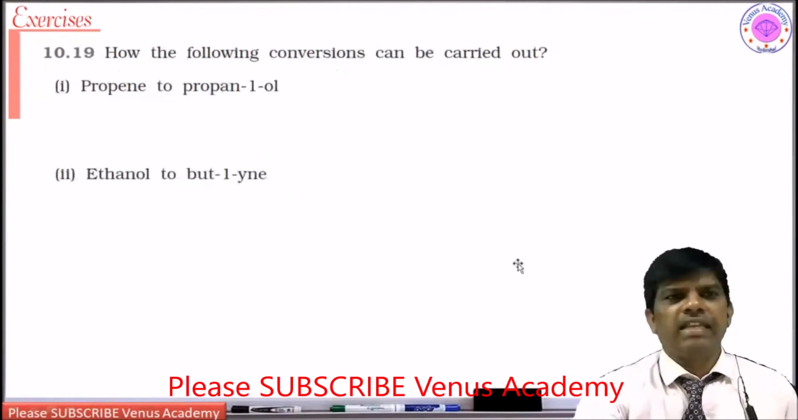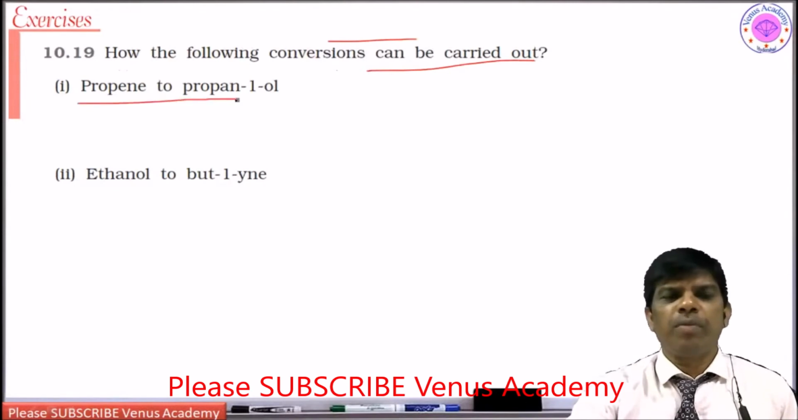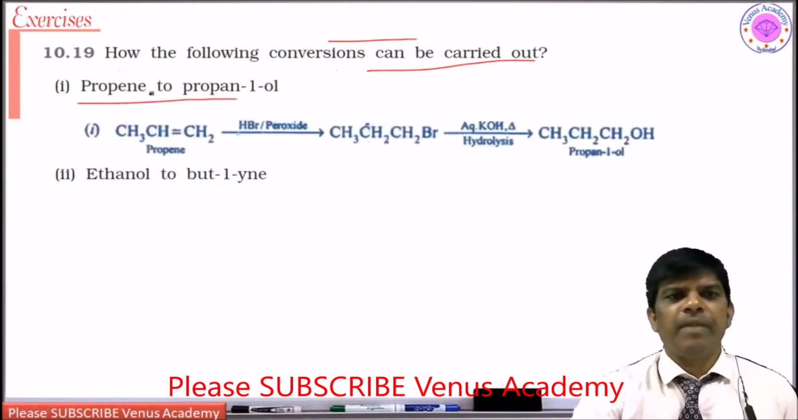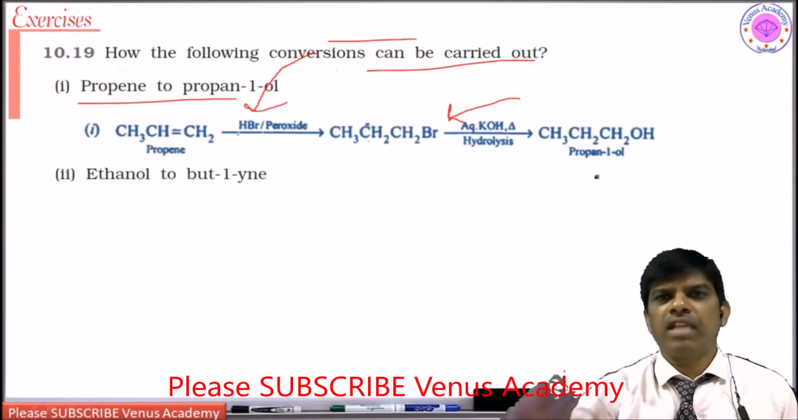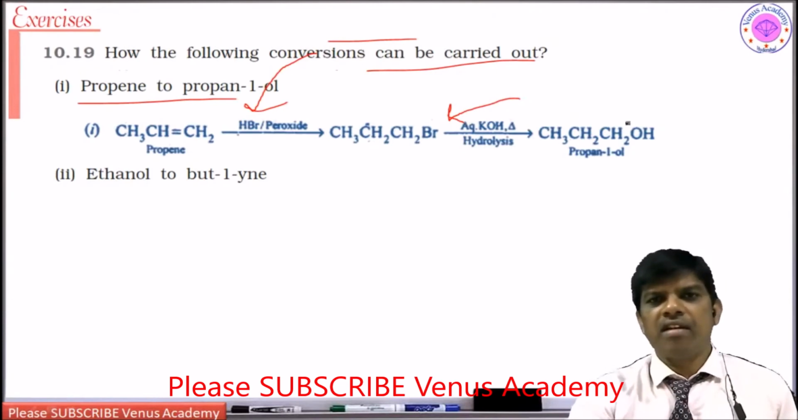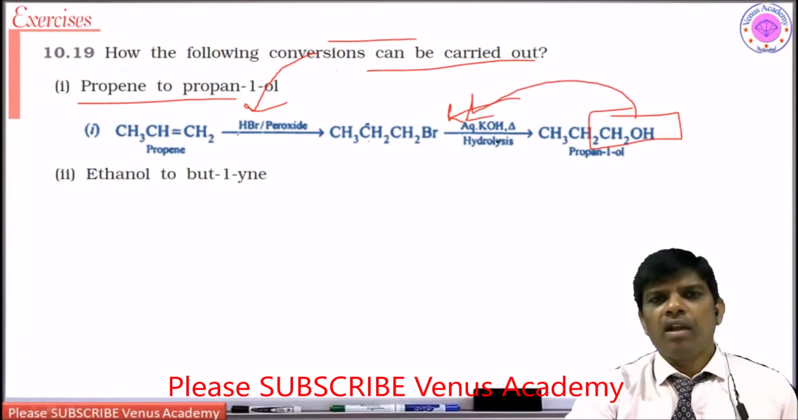So that is why, students, how can the following conversions be carried out? It is very important. Propene to 1-propanol. Just now I have explained. First do the Kharasch effect, HBr bromination, followed by KOH. Aqueous KOH gives alcohol, from bromine to alcohol. If I want to make the back reaction, alcohol to halide, what is the reagent? Thionyl bromide, you can use SOBr2.